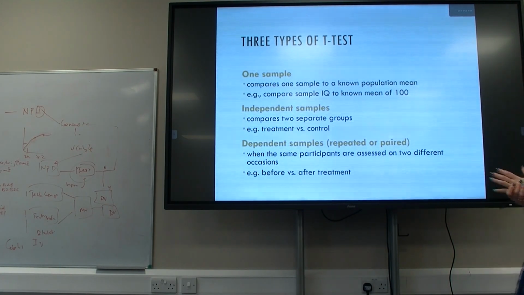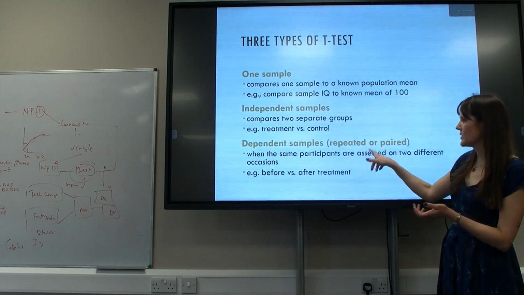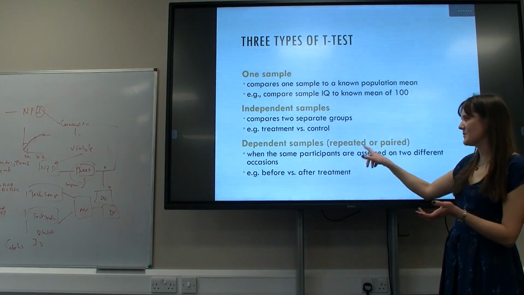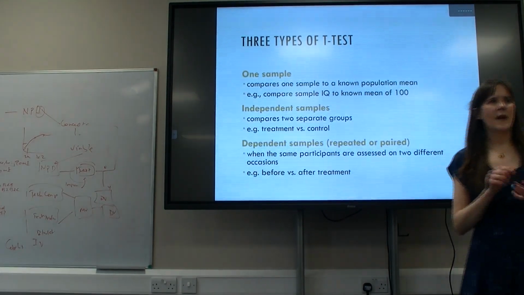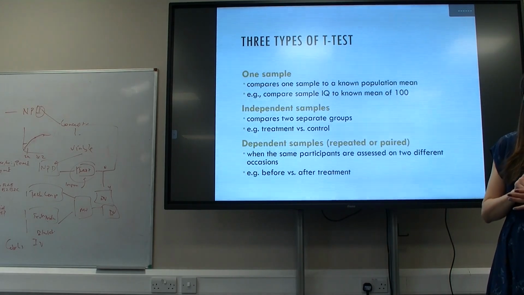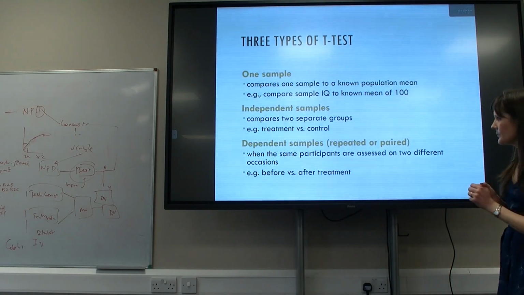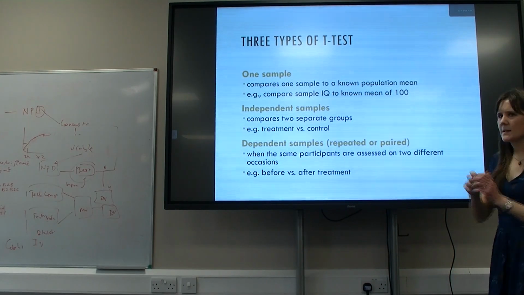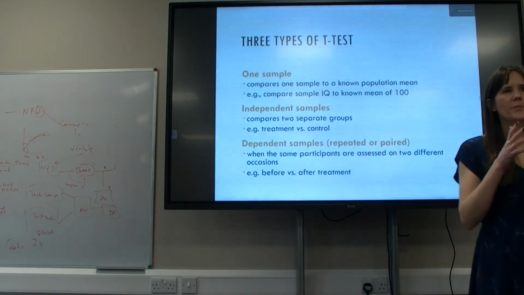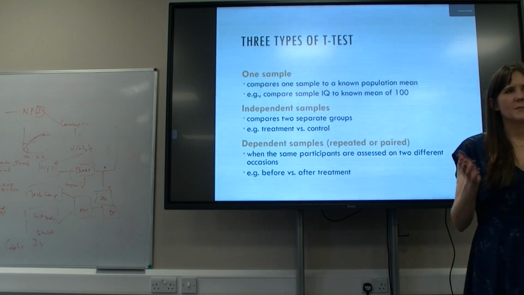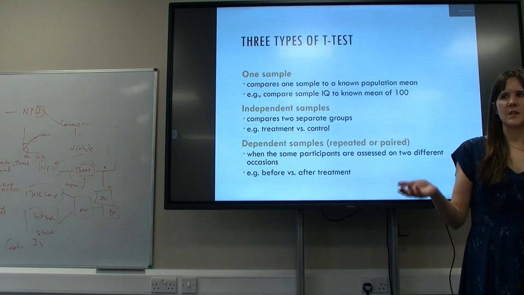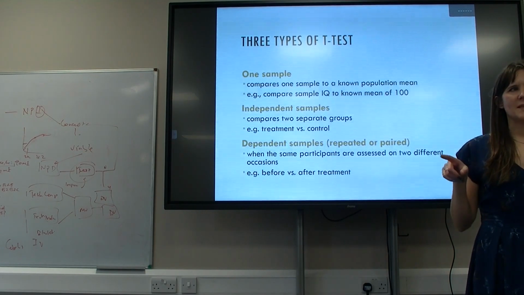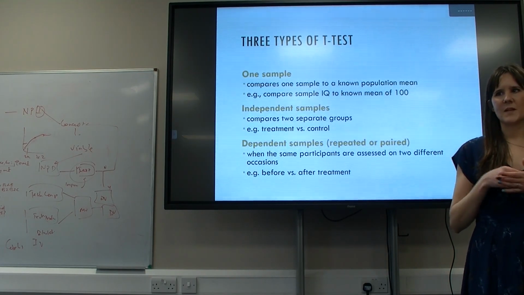Okay, and then you've got your dependent samples t-test, which is also called a repeated measures t-test or a paired samples t-test. SPSS calls it a paired samples t-test. The reason they're paired samples is because the same participants took part in 2 conditions. So you've got 2 different means, but for the same participant.